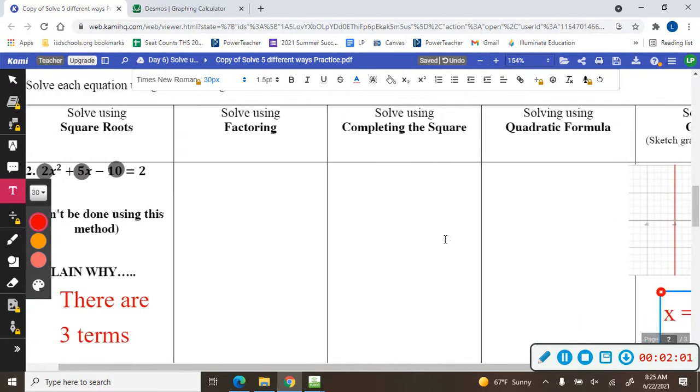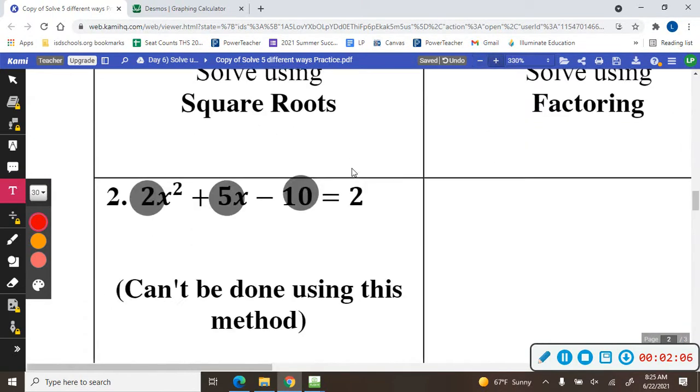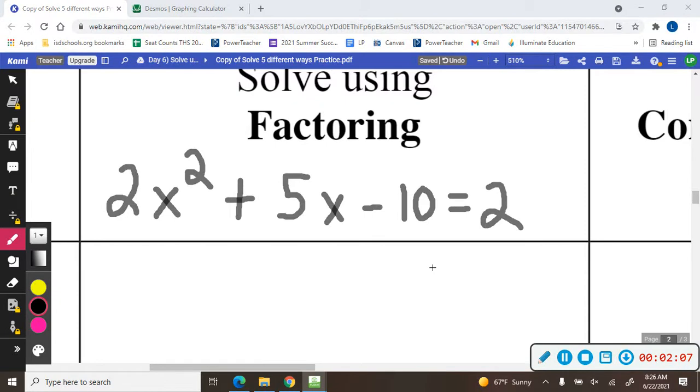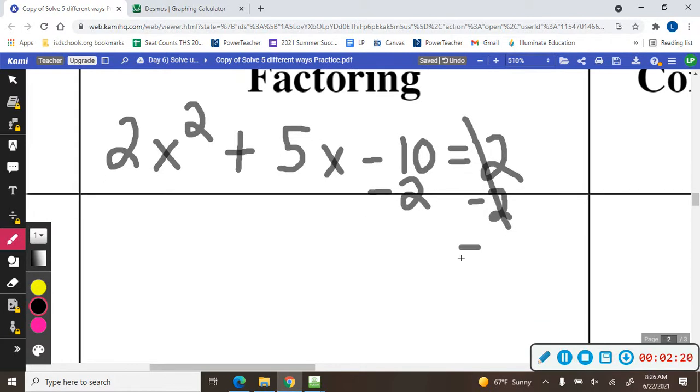Now what we're going to do is we're going to solve by factoring. Solve by factoring, first I'm going to move the 2 over, so I'm going to go minus 2 from both sides. And we're trying to get that to be 0, which it is now. And negative 10 and negative 2 is negative 12. And the rest stays the same.